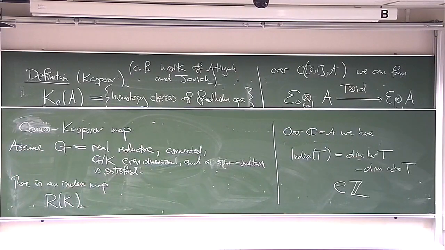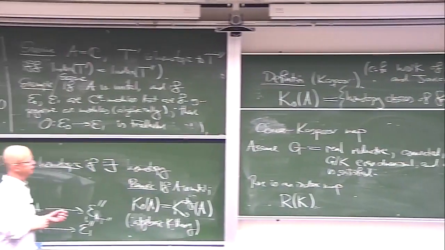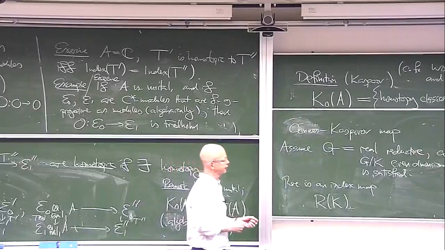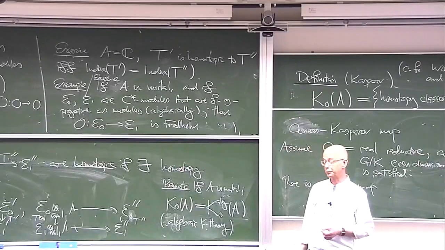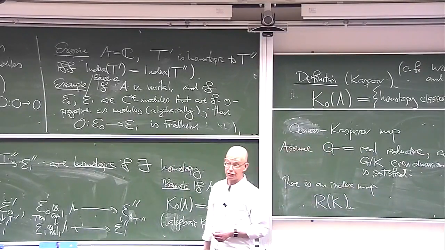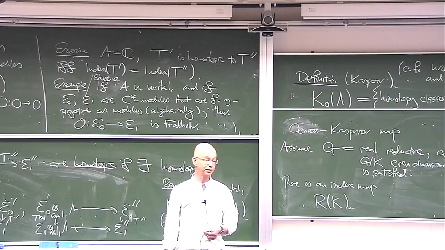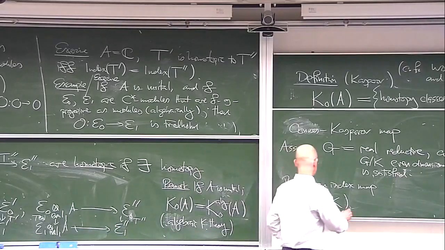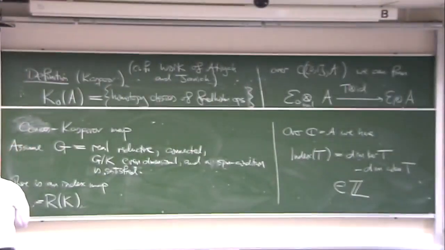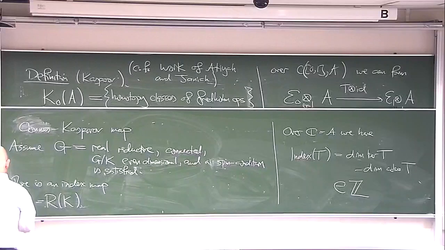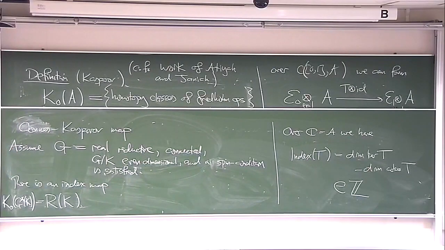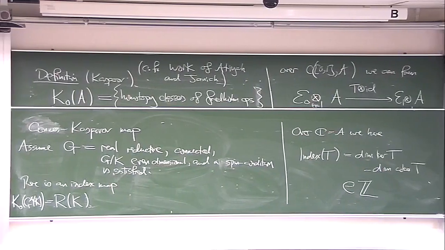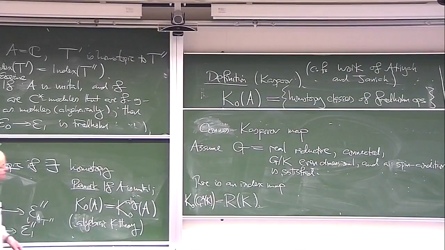Now, there are a couple of things you could do. There are 2 groups on the board. There's G and there's K, and we could study the K theory of the C-star algebra of G, or we could study the K theory of the C-star algebra of K. It happens to be the case that the K theory of the C-star algebra of K is easy to calculate, and it's equal to what the representation theorists call the representation ring of K.